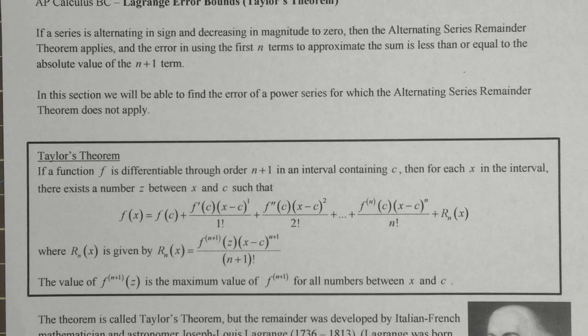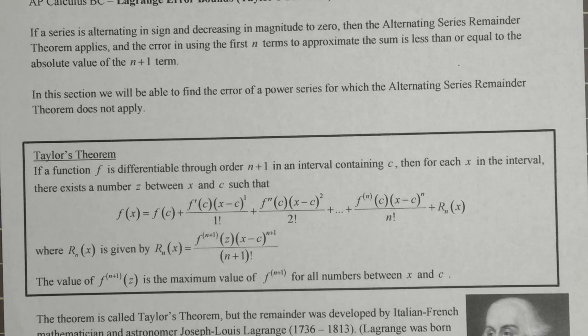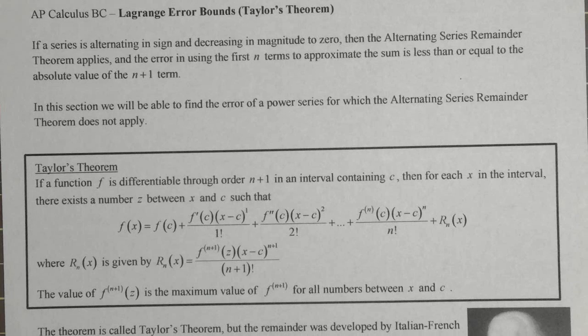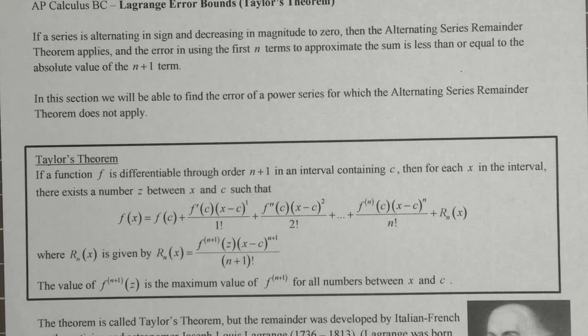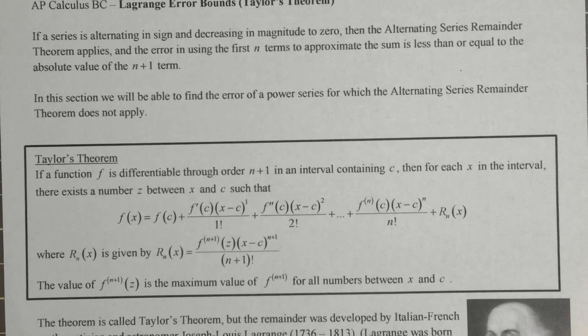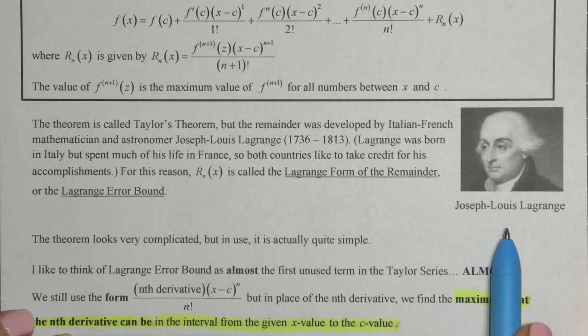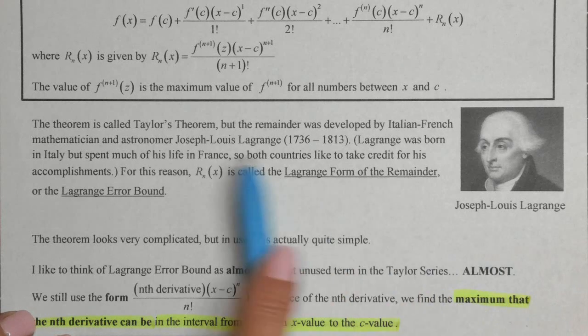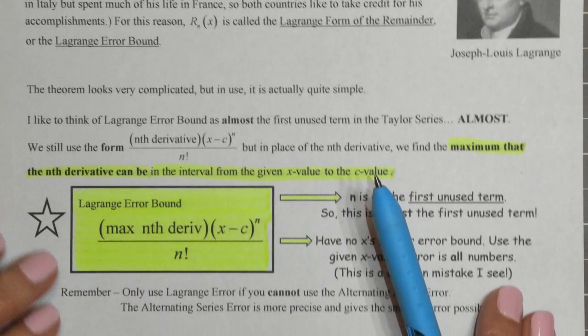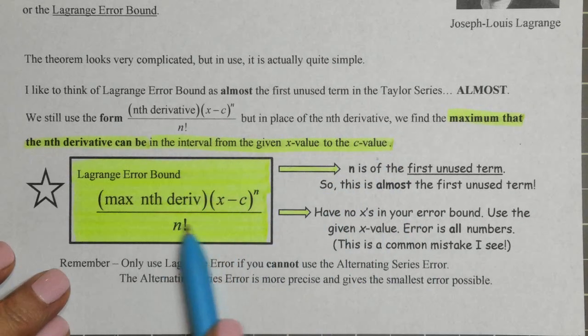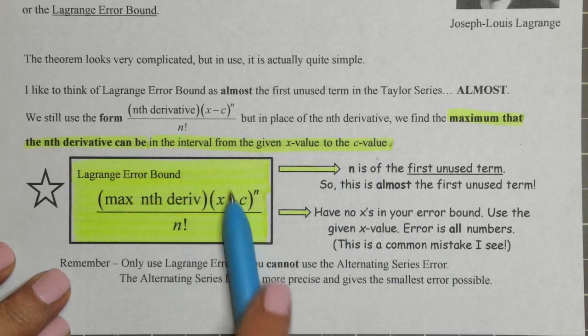Okay, so on this sheet, this is great information, but it's very wordy, and it has tended in the past to confuse some of my students, all right? I do have on there a little picture of Lagrange, for whom this theorem is named, all right? So there's a little blurb on Lagrange, okay? Here's our Lagrange error bound, okay?